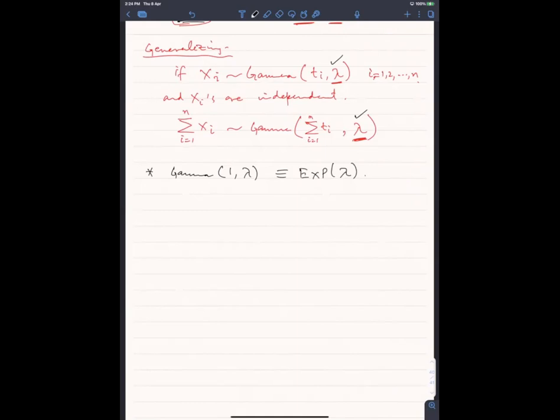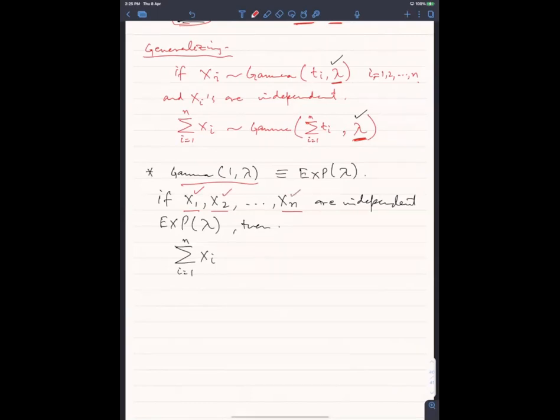Okay, so then if x1, x2, up to xn are independent exponential random variables, each with parameter lambda, then consider the summation of i equal to 1 to n of xi. What are we talking about here? We are saying these random variables, x1 is exponential, x2 is also exponential, xn is also exponential. All of these are exponential, which means they are gamma 1 lambda. x1 is the waiting time for one packet, x2 is the waiting time for one packet, xn is also the waiting time for one packet.